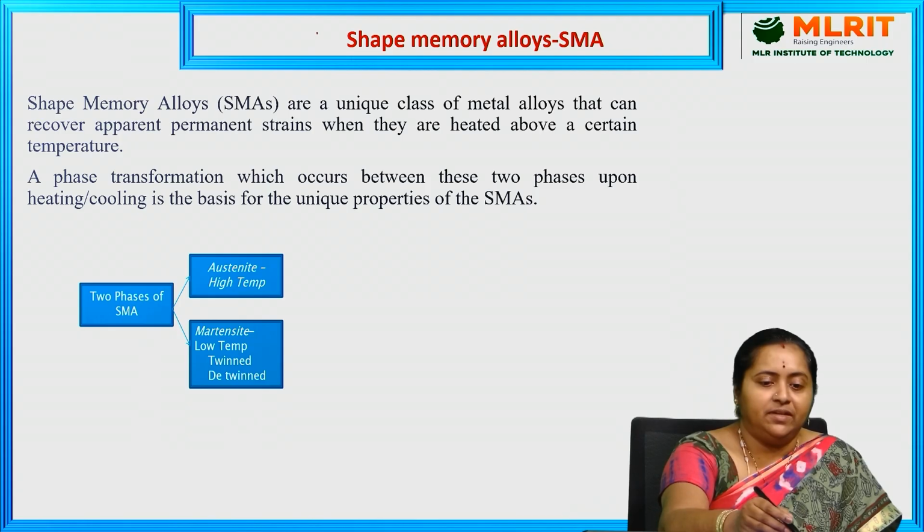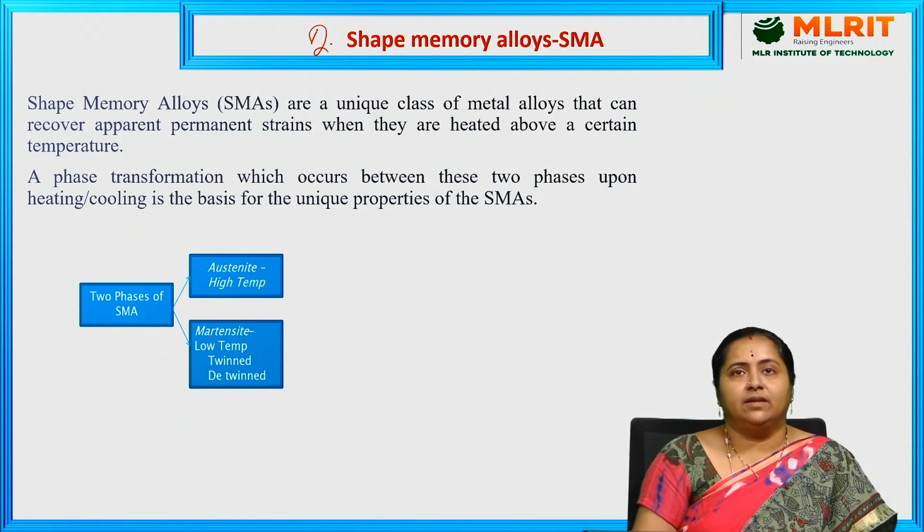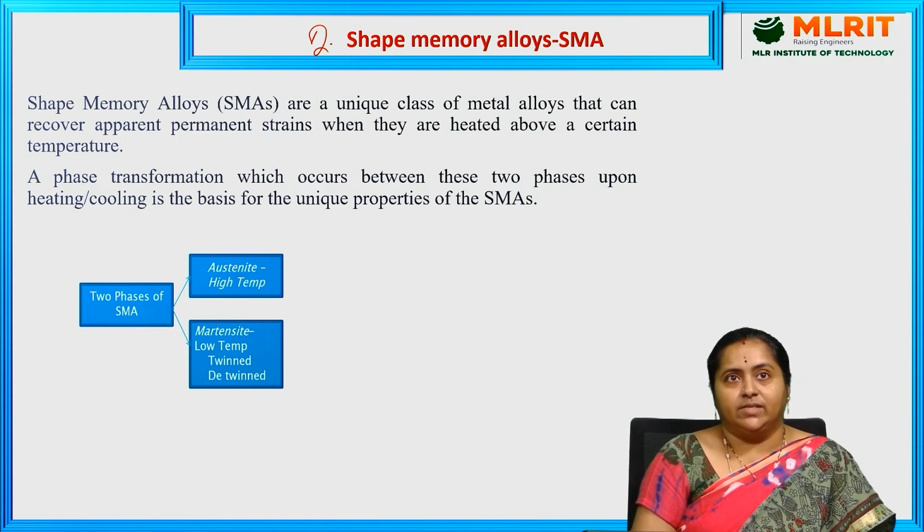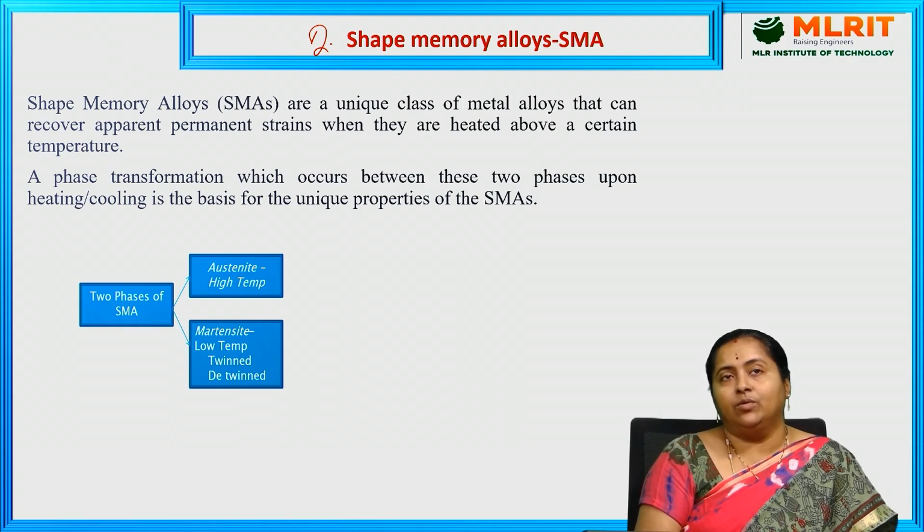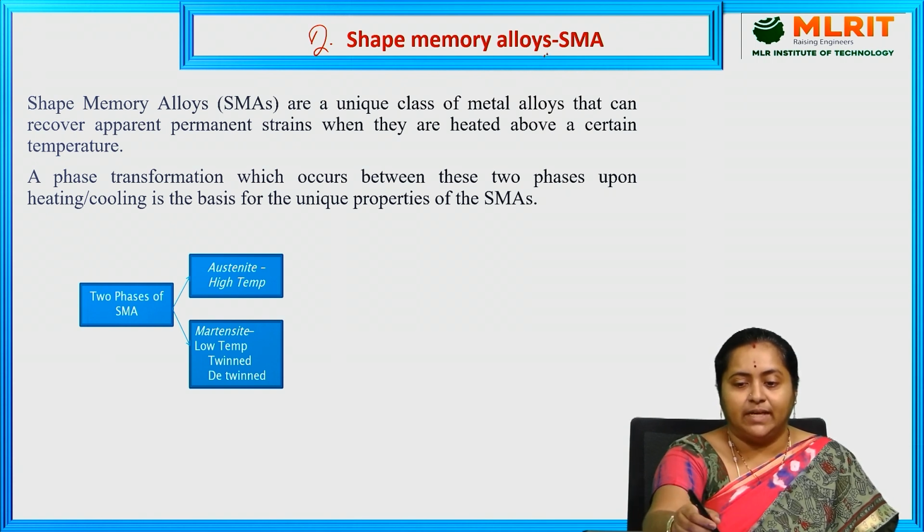Coming to the second category of smart materials, these are called shape memory alloys. The name itself reveals that they are able to keep in mind their original shape, so that they will behave accordingly with the changes taking place in the surroundings. So let us see what shape memory alloys are, and its short form is SMA.